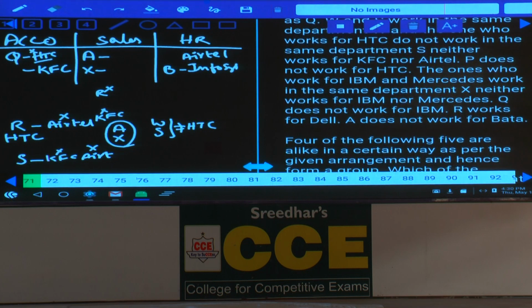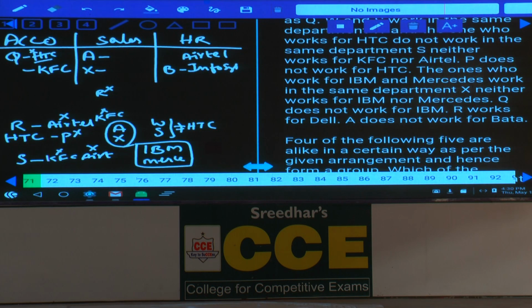Next one, P does not work for HDC. Now this P is not working for HDC, and the one who is working for IBM and Mercedes work in the same department. Who are those 2 people? One is IBM and the other one is Mercedes. Now these 2 persons are working in the same department. IBM and Mercedes are working in the same department, and X neither works for IBM nor Mercedes. And this IBM and Mercedes cannot be in the sales department, isn't it? Because only two persons were there.